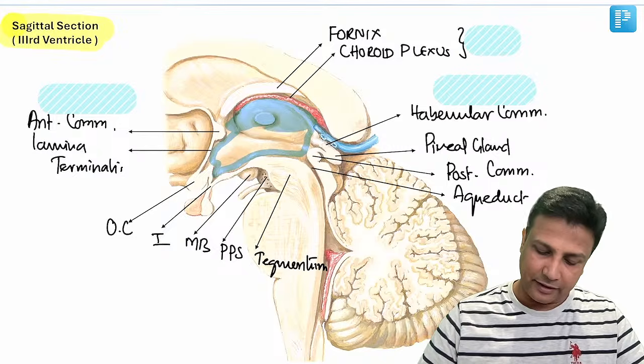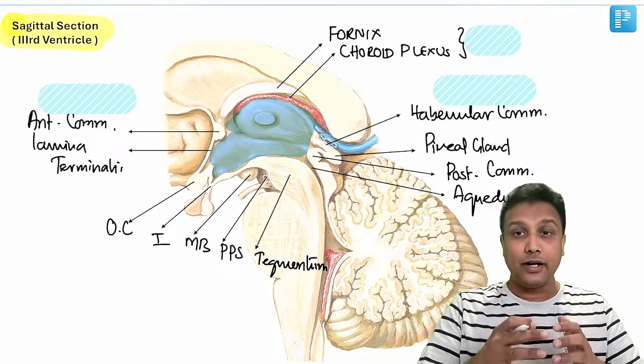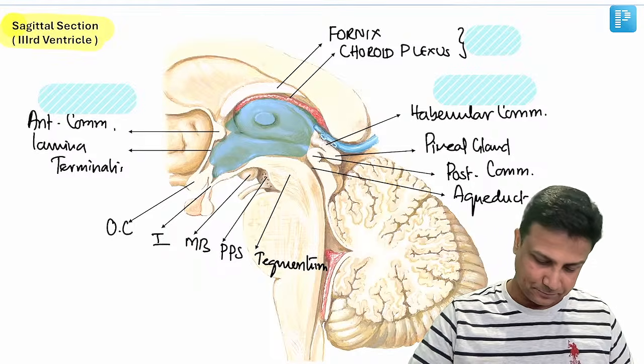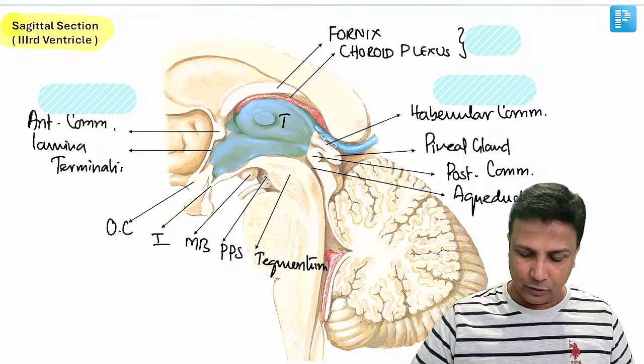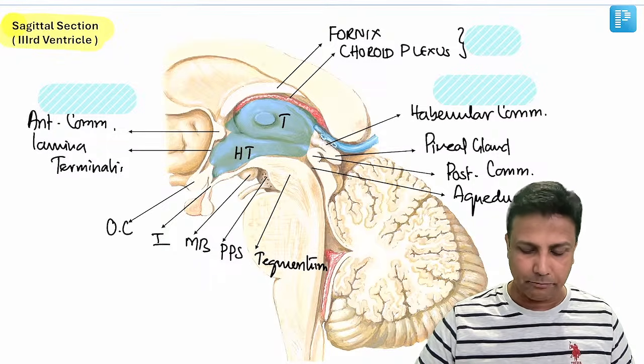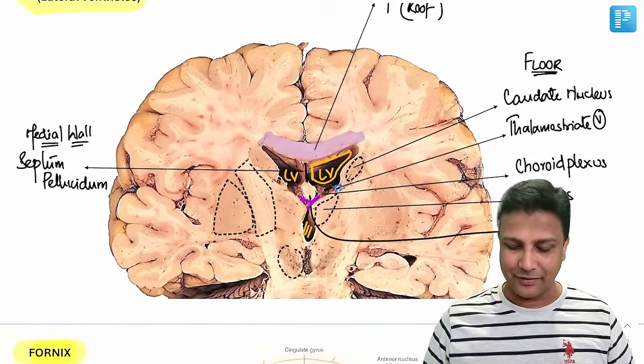Now, if this is the third ventricle, what is going to first of all form the lateral boundaries of this one? What is there on the lateral side of the third ventricle? The lateral side of the third ventricle is formed by the thalamus here, and below the thalamus, this part here will be the hypothalamus. And you can actually remember this from our last diagram itself.